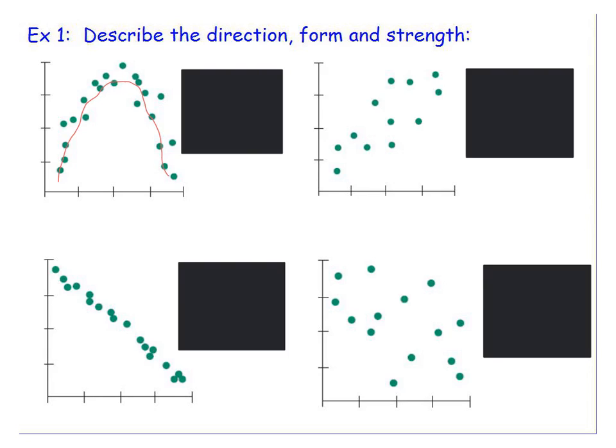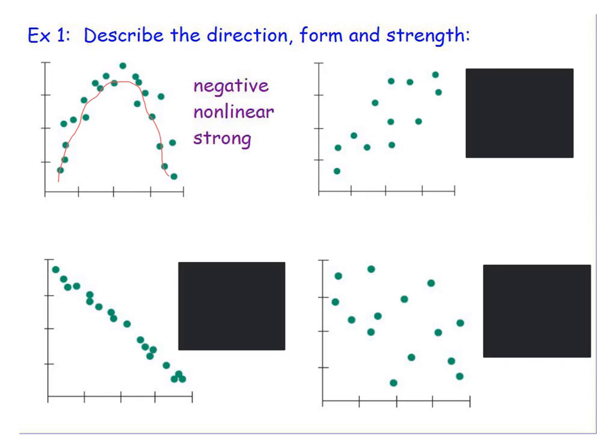The form, this is obviously curved. Since it is curved, we would use the word nonlinear. And in terms of how, is it strong, is it moderate, is it weak? These points, if you notice, there aren't really any stragglers. They all cluster around that U that I just drew. So because they're pretty tight to that U, we would call that strong. So again, in summary, this is a negative U. It is nonlinear because it's U-shaped, but it is strong. Let's go across.